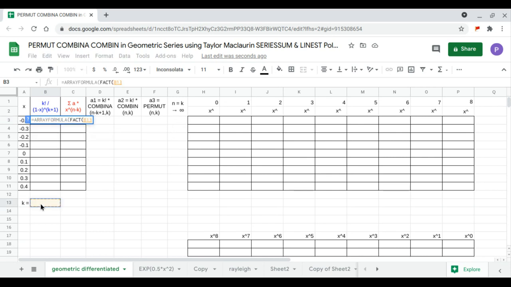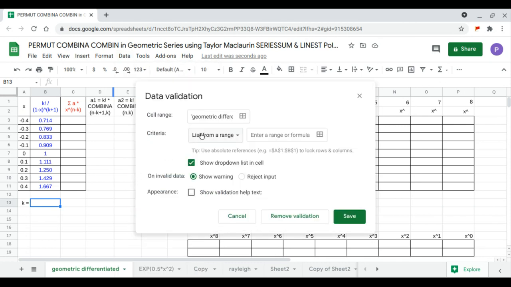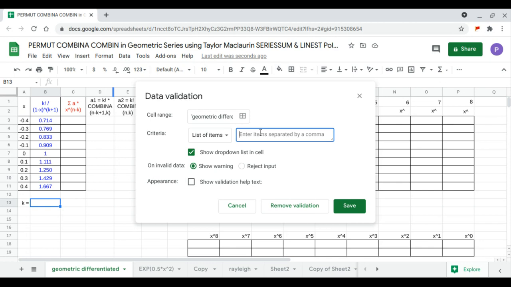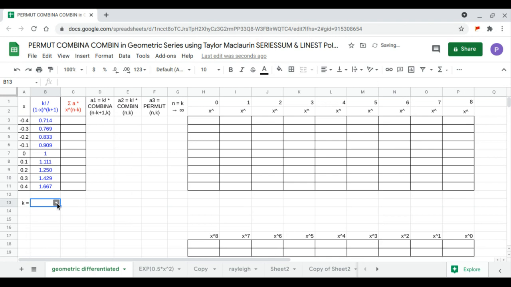k divided by the quantity 1 minus x, raised to the power the quantity k plus 1, and the value of k. Data validation, list of items 0, 1, 2, 3, and 4. So we have the values of k: 0, 1, 2, 3, and 4.